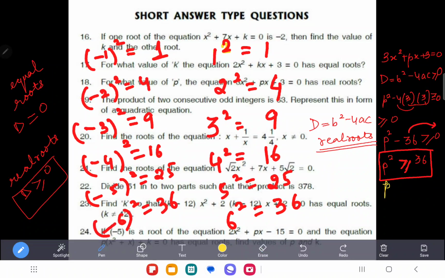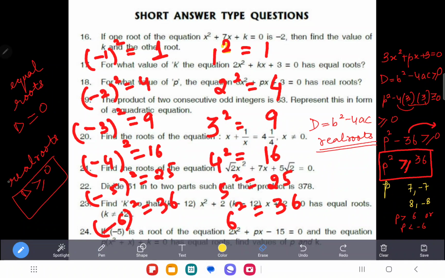I have to have a value of p for which it could be either 7 or it could be minus 7, isn't it? Because both of their squares would be greater than 36. I need either 8 or minus 8 because both of their squares should be greater than 36, isn't it? I hope you're understanding. So the value of p either should be greater than 6 or the value of p should be less than minus 6, isn't it?